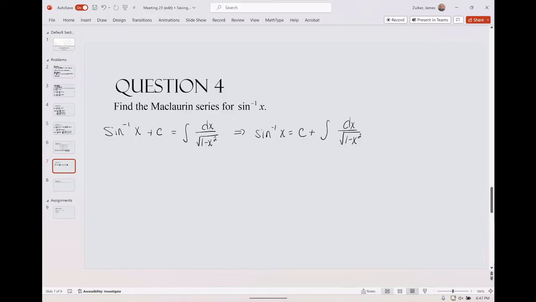Inverse sine of x plus c is going to be the antiderivative of dx over the square root of 1 minus x squared. C is a constant, so it actually doesn't matter what side we write it on. So the inverse sine is going to be c plus that simple antiderivative. Okay, so if we now look at the function 1 over the square root of 1 minus x squared, we're going to run into the exact same problem. The first derivative is going to give you a function of x divided by a function of x, which means we're still going to need quotient rule.